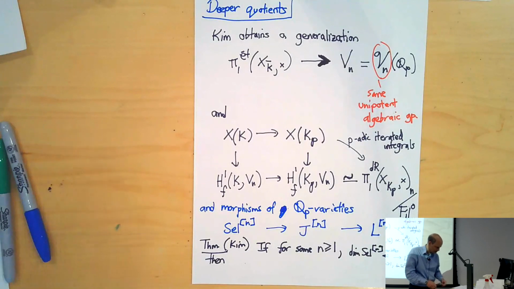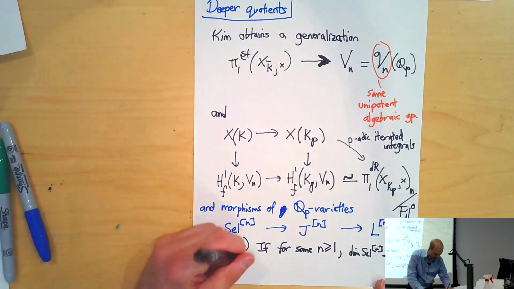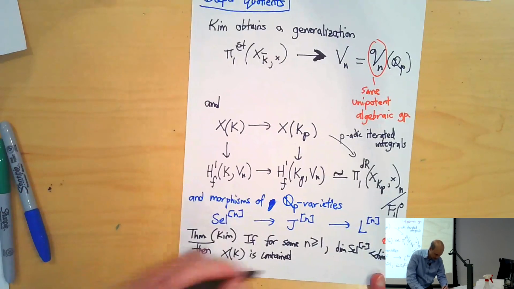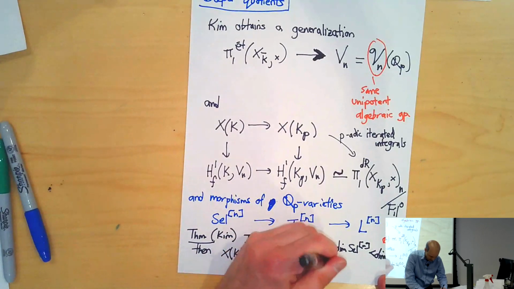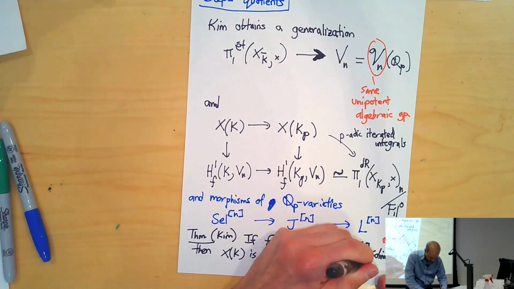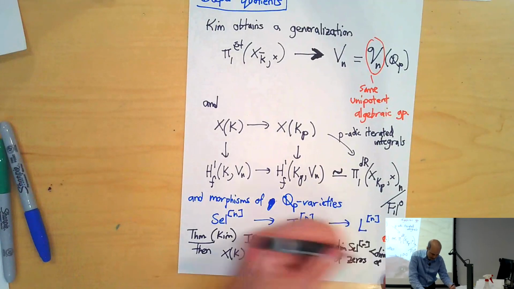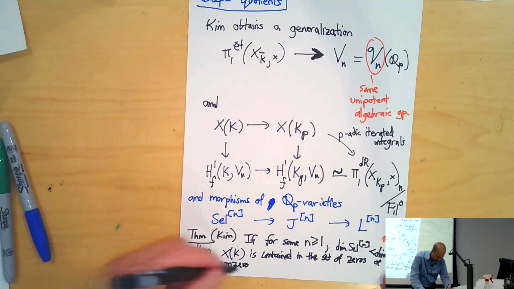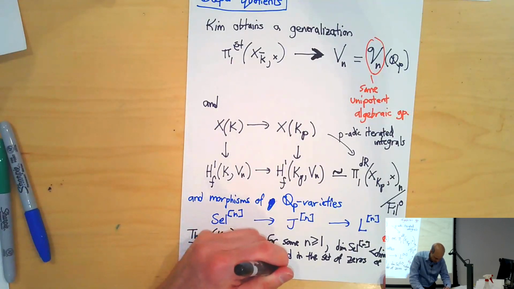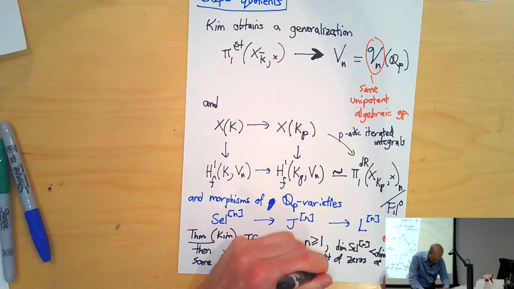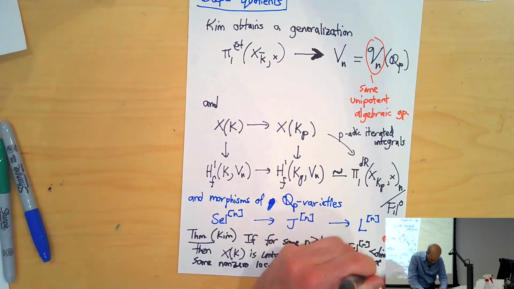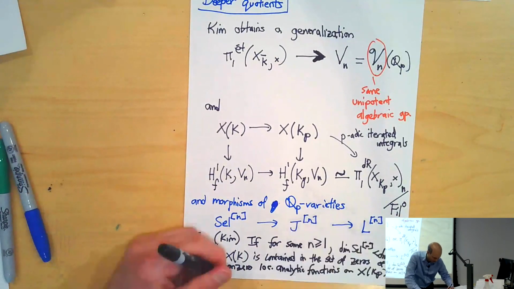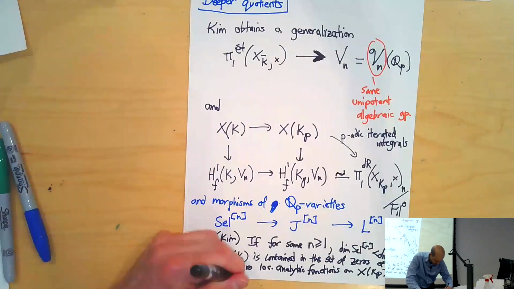And then the X of K will be contained, as before, in the set of zeros of some non-zero locally analytic functions on the local points of the curve, which will be given by some iterated integrals. And so then, as before, you can conclude that X of K is finite.